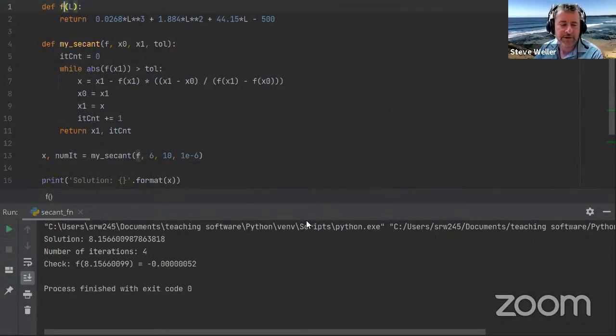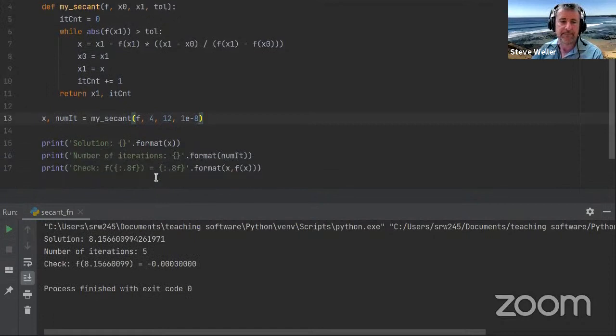And we see 4 iterations, and we've got the solution right to about 6 decimal places. Again, if we want to fiddle around and experiment with the tolerance and the limits, run it again, and we find it takes more iterations, and we've got the solution accurate to within 1 part in 100 million. So that's really good.